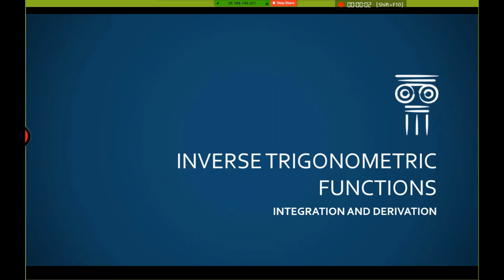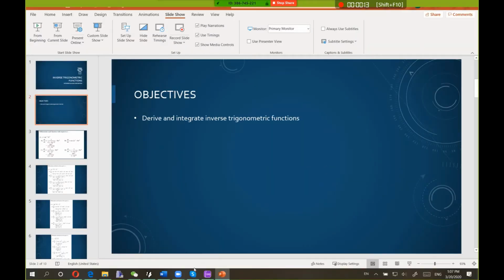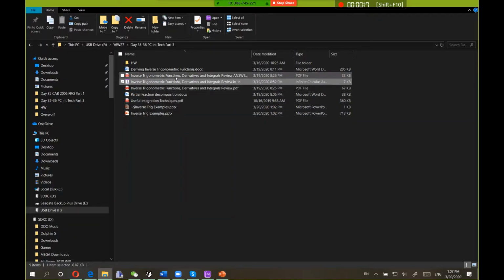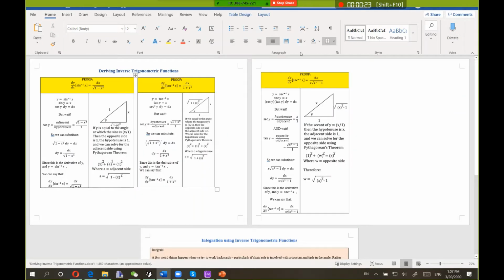So welcome back. We'll be introducing inverse trigonometric functions for derivatives and integrals today. So the objective is just to derive and integrate inverse trigonometric functions, which I'm going to start with proofs for. So we'll do the derivatives first, then talk about the integrals and how to work backwards.